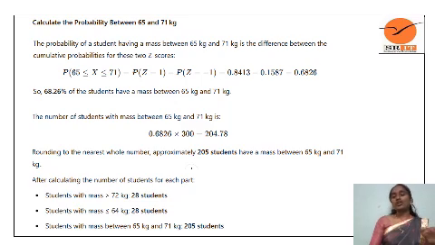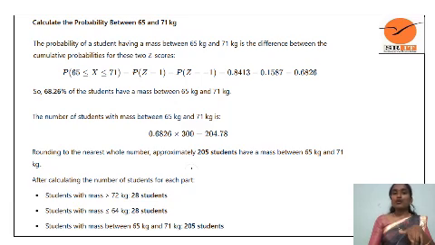Now we have to calculate the probability. The probability of students having a mass between 65 and 71 is the difference between the cumulative probabilities for these two Z scores. So 65 is less than x less than or equal to 71, which is the probability of Z equals 1 minus the probability of Z equals minus 1. The probability at Z equals 1 is 0.8413, and at Z equals minus 1 it is 0.1587. By subtracting both, we get 0.6826.